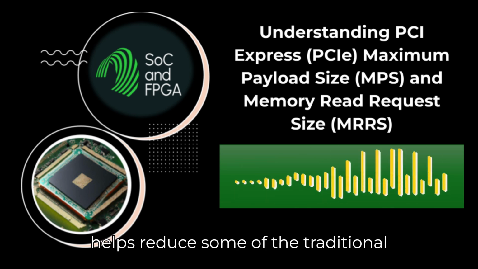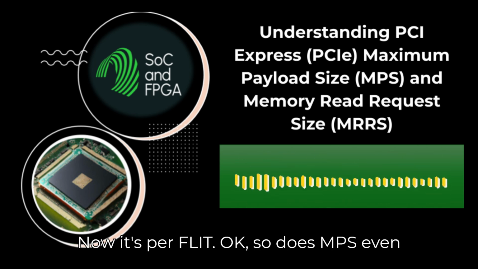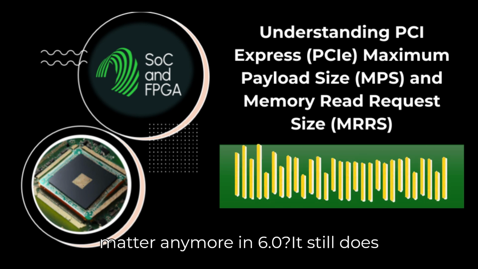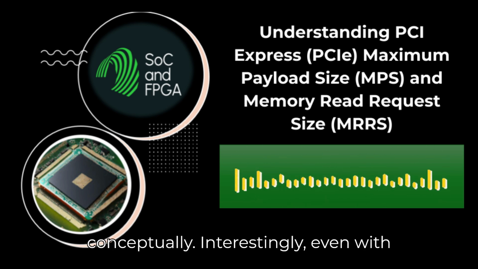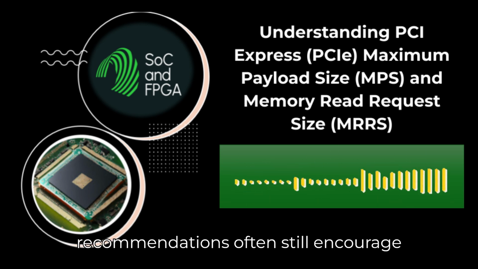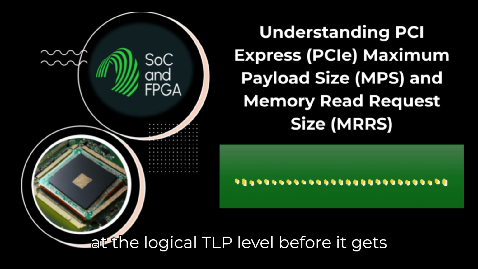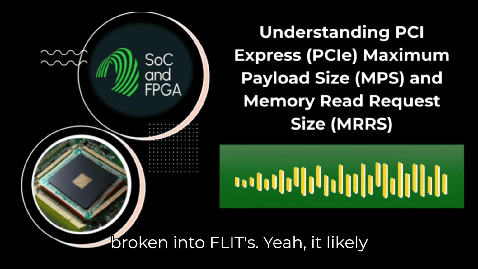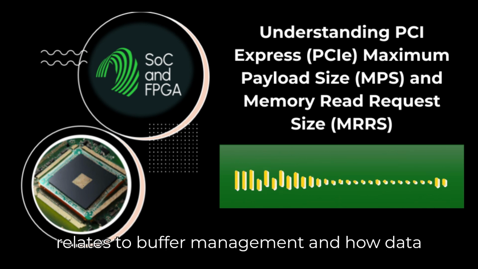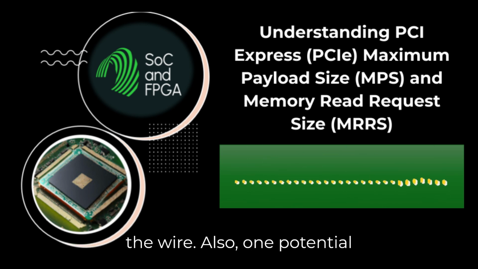This approach actually helps reduce some of the traditional overhead, like needing CRC checks per TLP. Now it's per FLIT. Okay. So does MPS even matter anymore in 6.0? It still does, conceptually. Right. Interestingly, even with FLIT mode, the guidance and design recommendations often still encourage aiming for something like a 512-byte MPS at the logical TLP level before it gets broken into FLITs. Yeah. It likely relates to buffer management and how data is processed internally before hitting the wire.